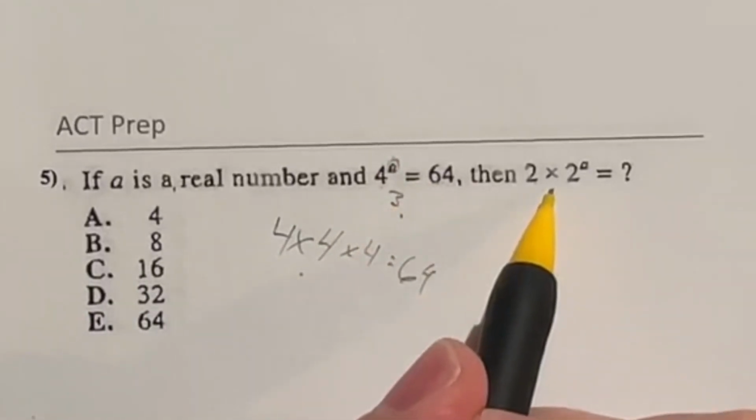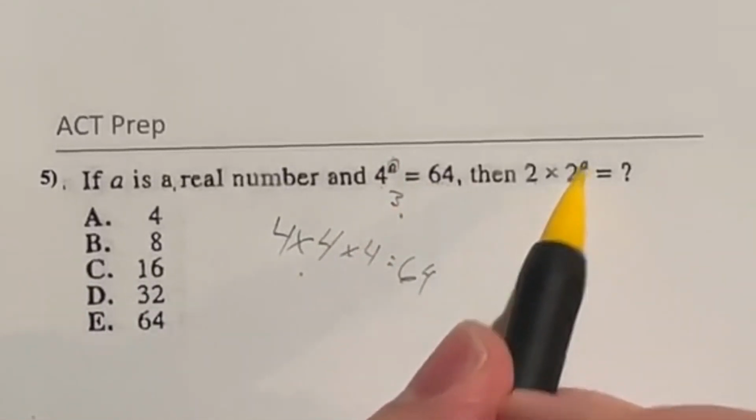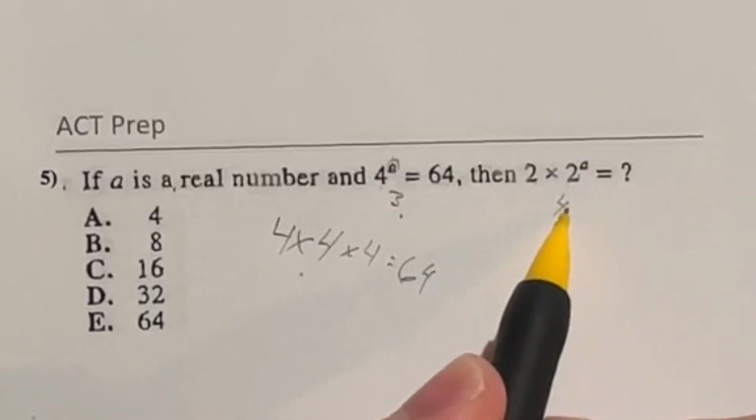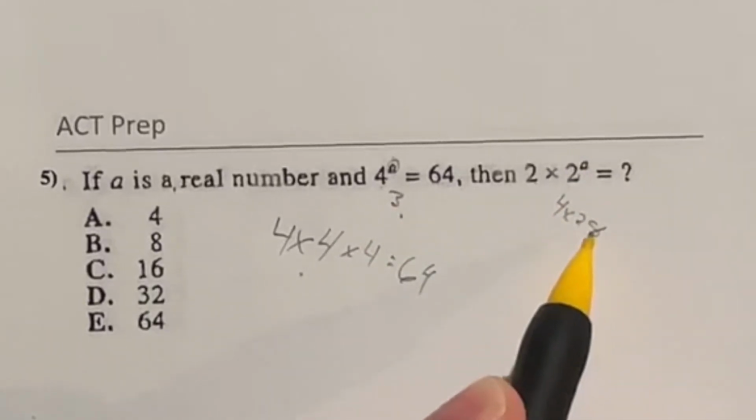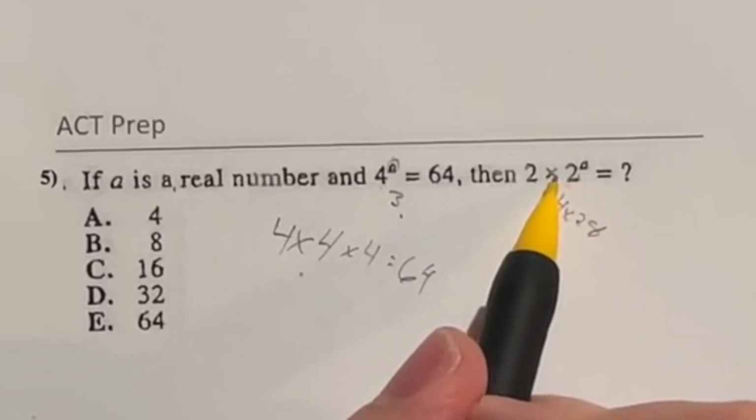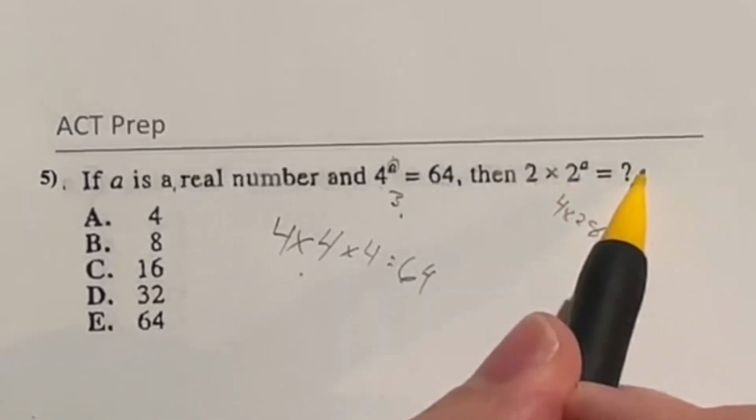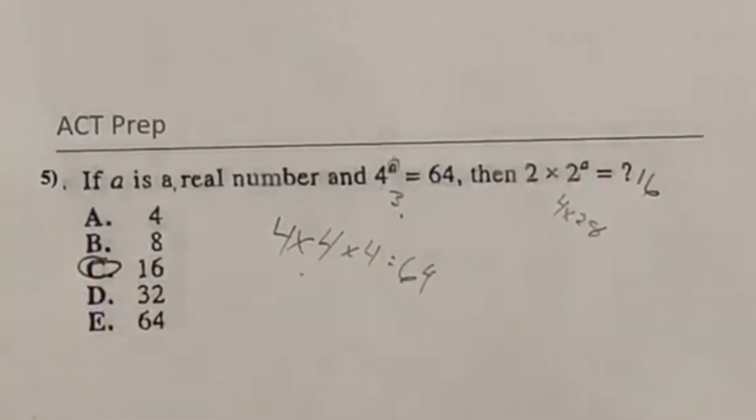So let's go ahead and plug that in over here. What is 2 to the third power? Well, 2 times 2 is 4, times another 2 is 8. So now we're sitting at 8 right here, and we still need to multiply that by the other 2 to give us a final answer of 16, which is option C.